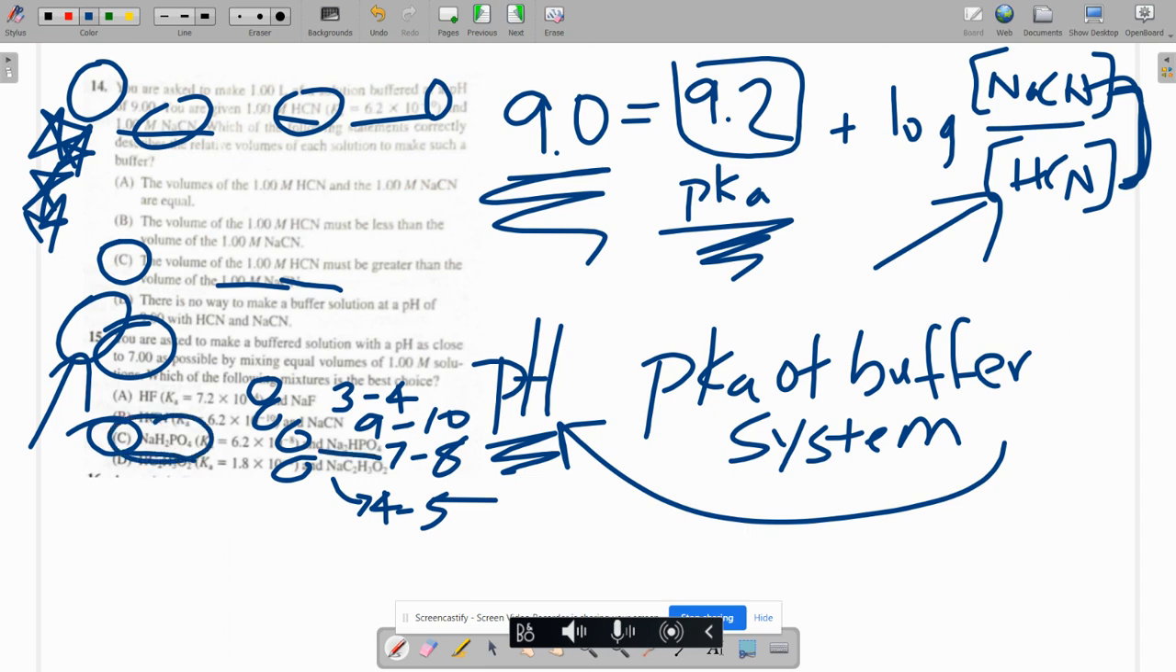So this would be the acid component. This would be the base component. That would get you as close to 7 as possible. So then you'd do what you did up here to tweak that ratio to get it to 7. All right, love that question.